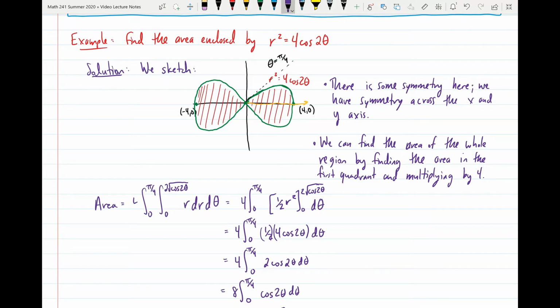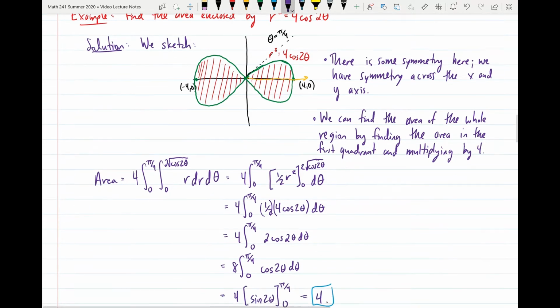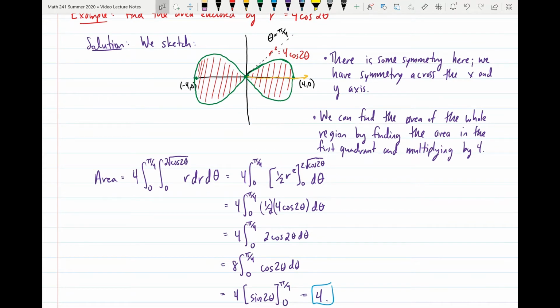So we can write that the area is equal to 4 times the following iterated integral. We have the integral from 0 to pi over 4 because theta is bound by 0, so this ray that's right here, and this ray right here, which is at theta equals pi over 4, of the integral from 0 to 2 times the square root of cosine of 2 theta.